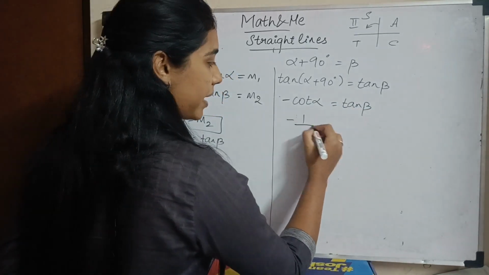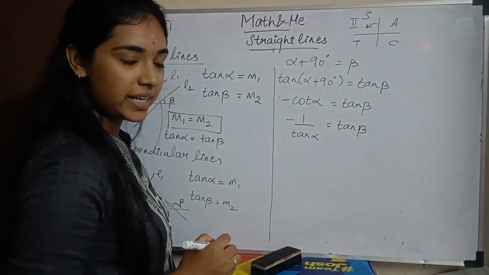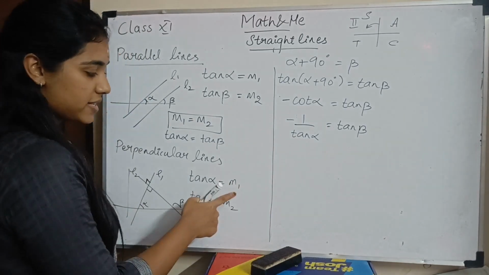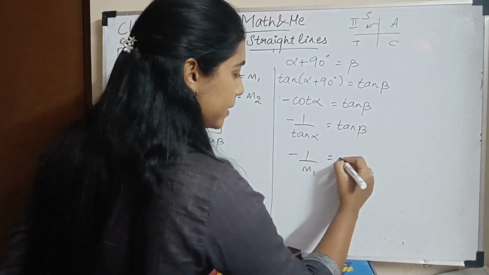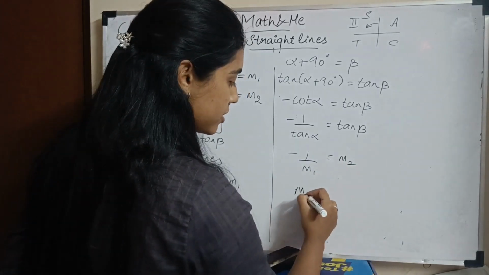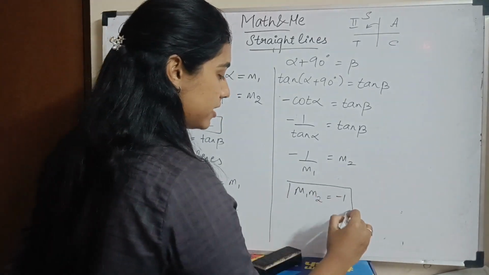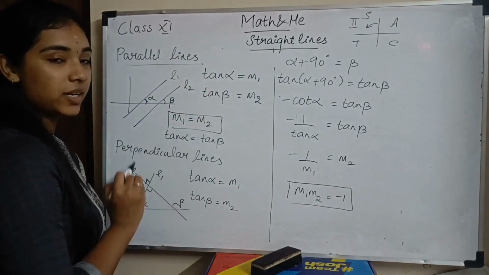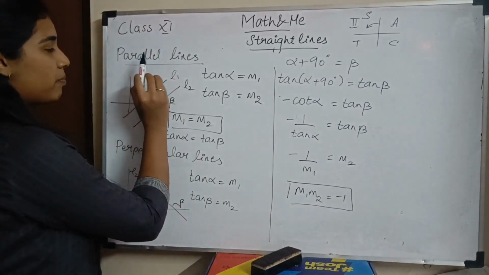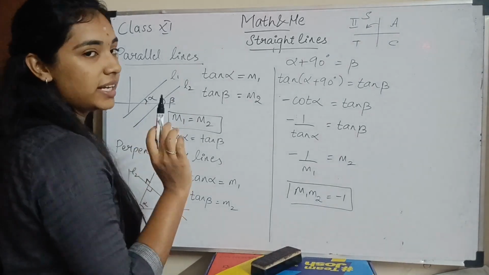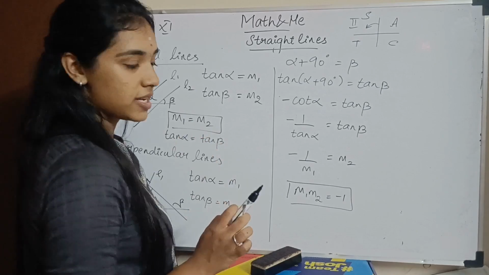What is cot alpha? Minus 1 by tan alpha equals tan beta. What is tan alpha? We have tan alpha is m1 and tan beta is m2. So minus 1 by m1 equals m2. So what is your final relation? m1 m2 equals minus 1. This is another thing that you need to remember. When two lines are perpendicular, the product of their slopes is minus 1. When you have two parallel lines, the slopes are equal. So this is what you need to remember to solve all your examples and exercise questions. It is very, very useful.